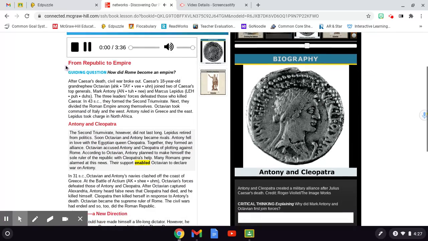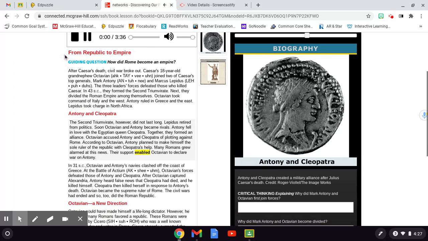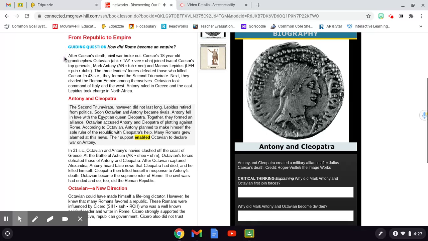From Republic to Empire. Guiding question. How did Rome become an empire? After Caesar's death, civil war broke out. Caesar's 18-year-old grandnephew, Octavian, joined two of Caesar's top generals, Mark Antony and Marcus Lepidus. The three leaders' forces defeated those who killed Caesar. In 43 BC, they formed the Second Triumvirate.